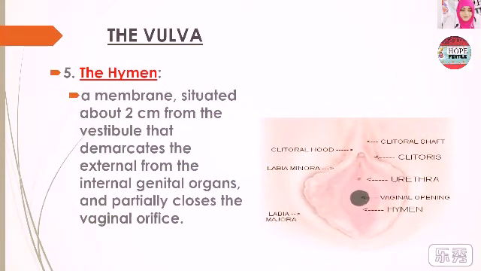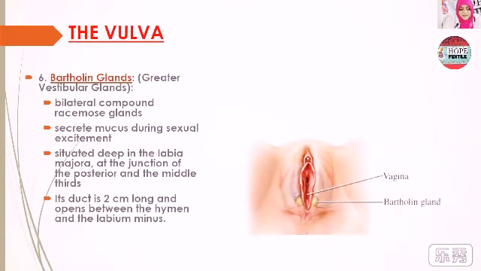Then the hymen, a membrane situated about 2 centimeters from the vestibule that demarcates the external from the internal genital organs and closes the vaginal orifice. Bartholin glands, these are the greater vestibular glands. Bilateral compound racemose glands, they secrete mucus during sexual excitement. Situated deep in the labia majora at the junction of the posterior and the middle thirds. Its duct is 2 centimeters long and opens between the hymen and labium minus.